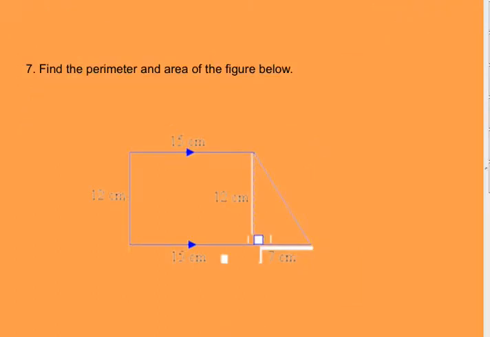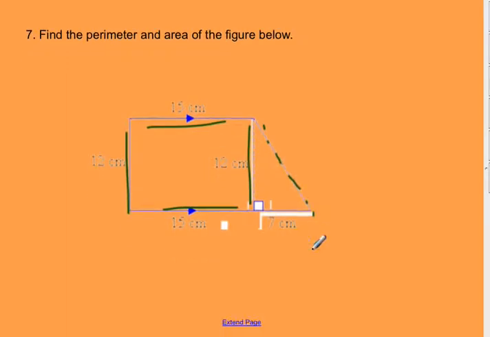Last but not least, let's take a look at this last problem. So I know that this is 15, this is 15, this is 12, this is 12. So we want to find the perimeter. Well, in order for us to get the perimeter, I'm going to need to know that side. I need to know what that length is. So I'm going to look at this as a separate right triangle.